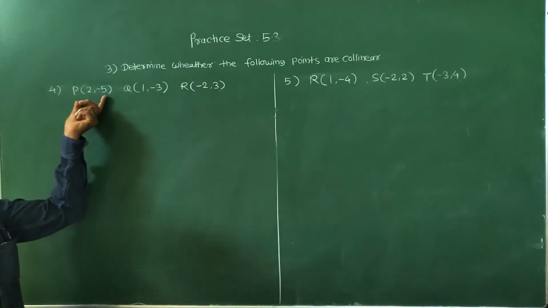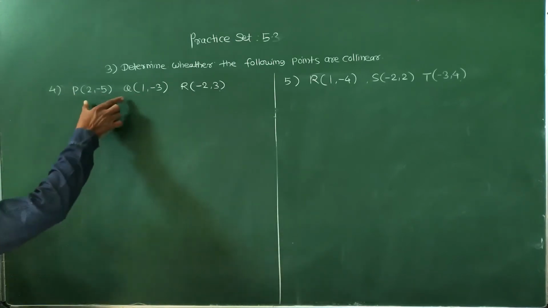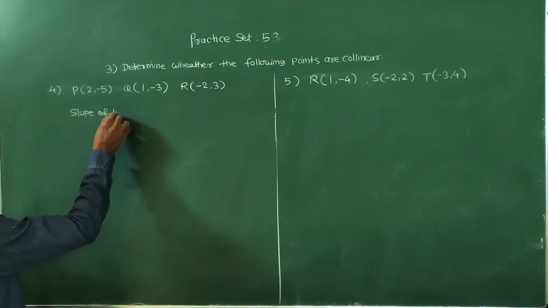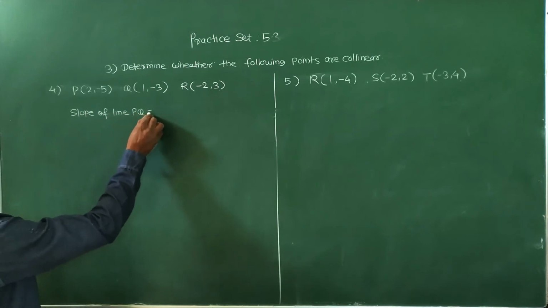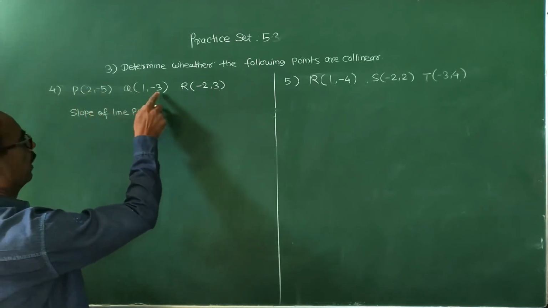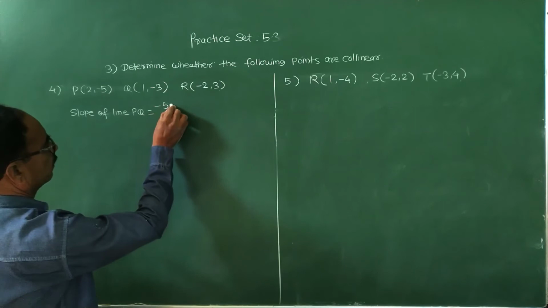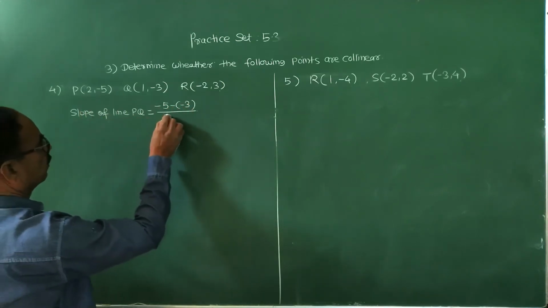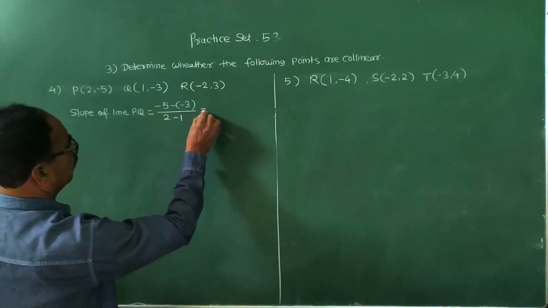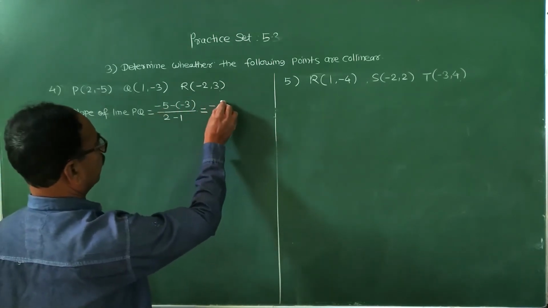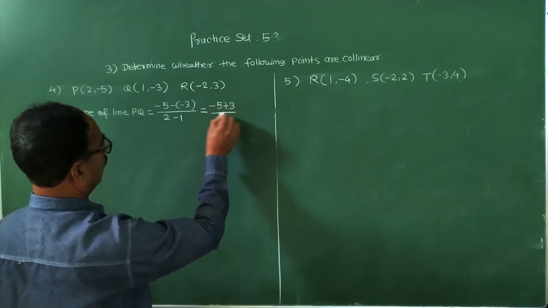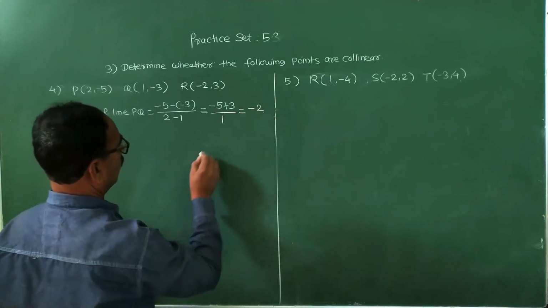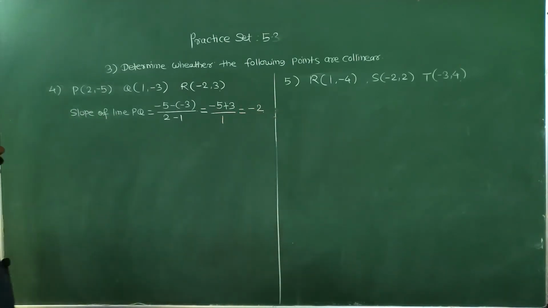Here we have given points P, Q and R. Find the slope of PQ. Slope of line PQ will be equal to minus 5 minus minus 3 upon 2 minus 1. So this will be equal to minus 5 plus 3 upon 2 minus 1 is 1. So this will be minus 5 plus 3 is minus 2, and slope of line PQ is minus 2.